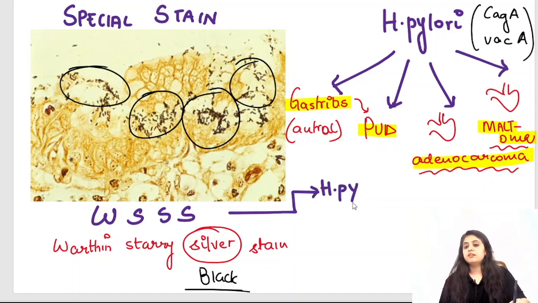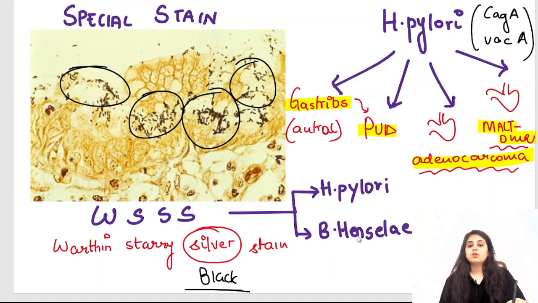One of them is there in front of us, that is H. pylori. There's one more organism that can be stained by Warthin Starry Silver stain, and that is Bartonella henselae, the one that is causing cat scratch disease. So cat scratch disease, H. pylori, both of these are stained by a common stain called the WSSS.